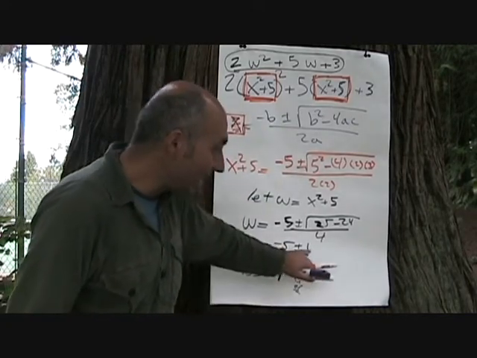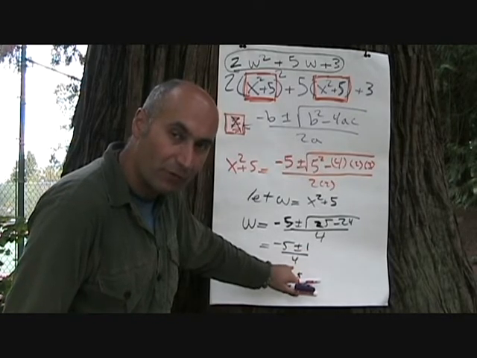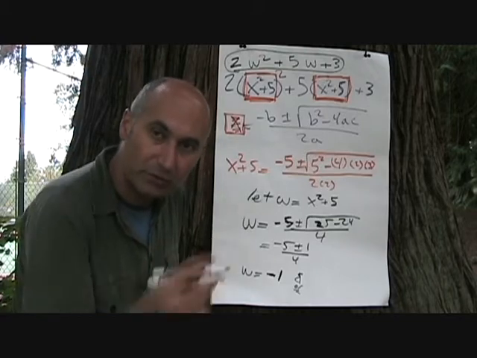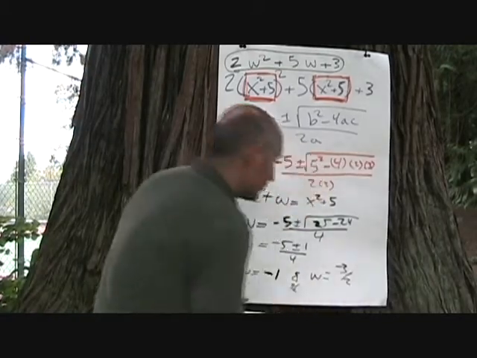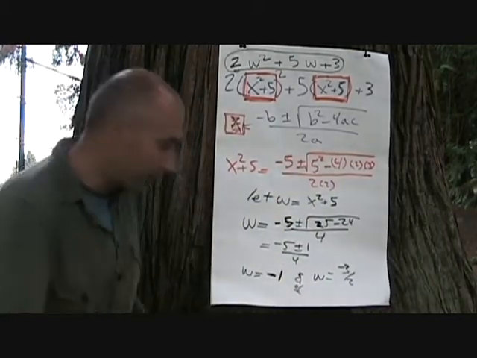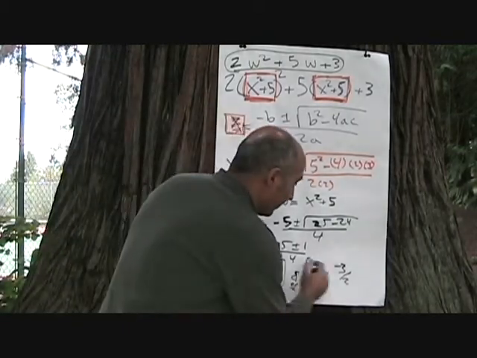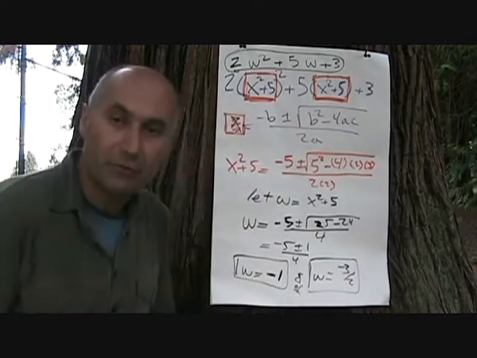Negative 5 minus 1 is negative 6, divided by 4 is negative 6 over 4, and that can be simplified into negative 3 over 2. So right now we have two answers, right? We have w is equal to negative 1, and we have w is equal to negative 3 over 2.